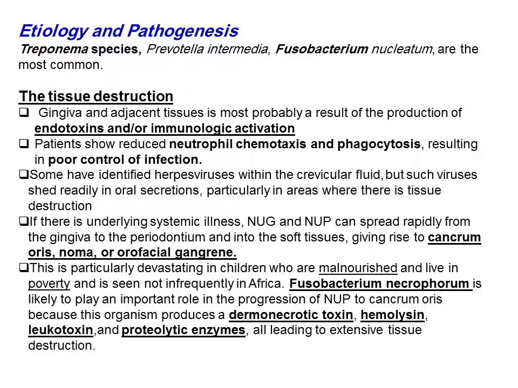Fusobacterium plays an important role in the progression of necrotizing ulcerative periodontitis to cancrum oris or noma, because this organism produces dermonecrotic toxin, hemolysin, leukotoxin, and a proteolytic enzyme. All these materials lead to extensive tissue destruction.